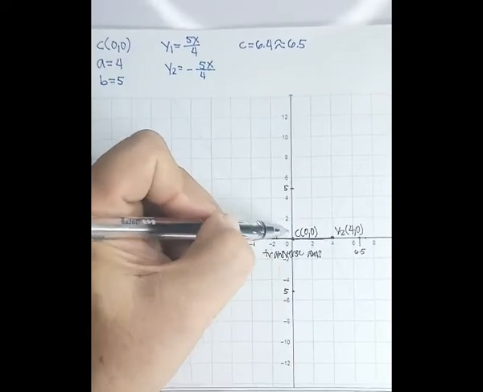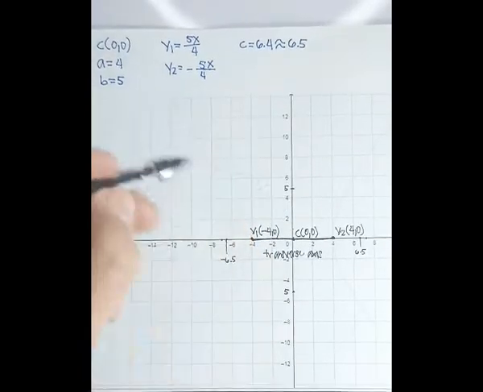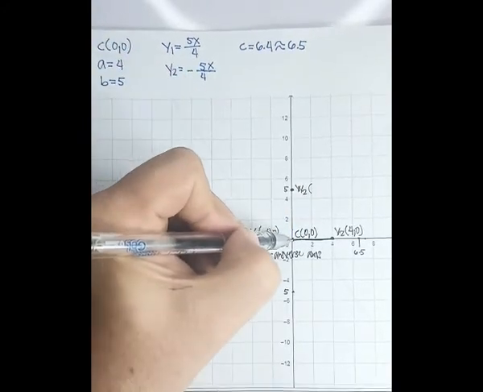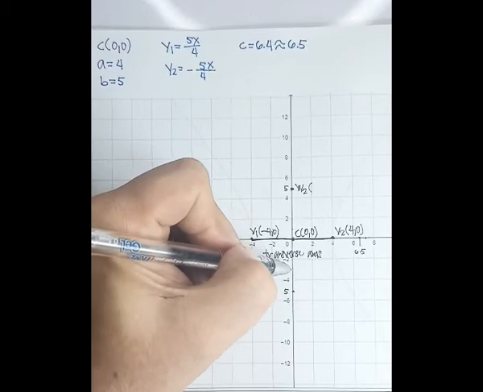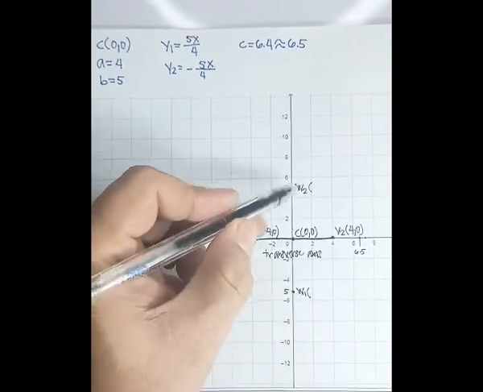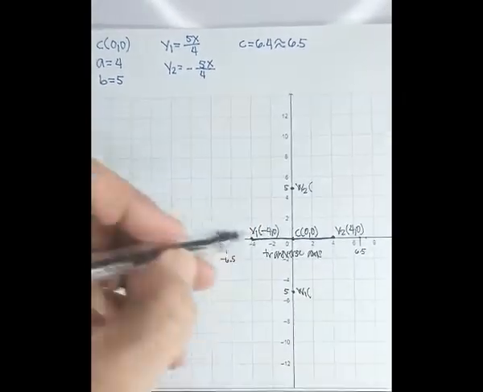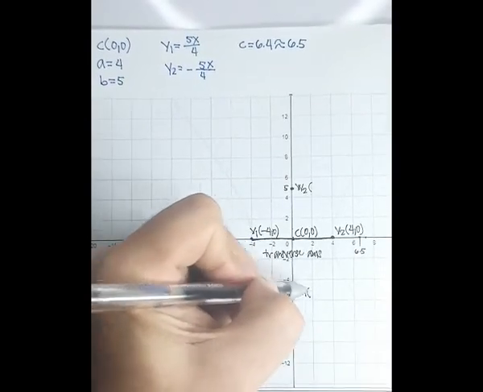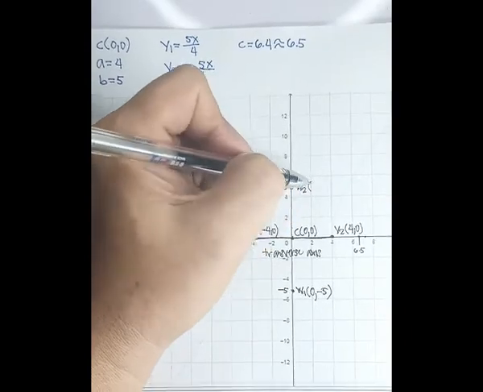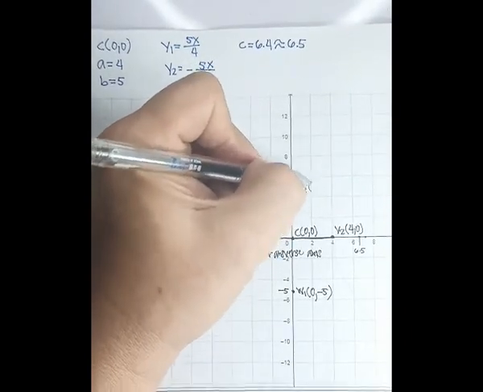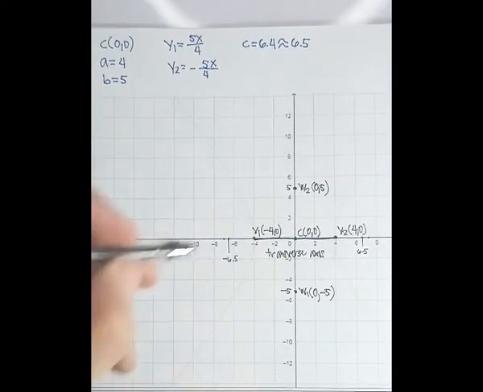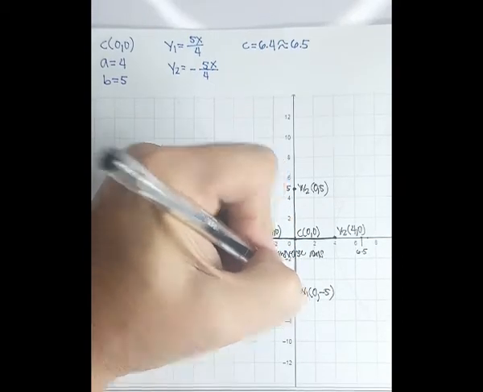So again from the center, count 5 upward. 1, 2, 3, 4, 5. This is our W2. And then downwards also 1, 2, 3, 4, 5. We call this point W1. W1 and W2 are the endpoints of our conjugate axis. So the location of W1 is at 0, negative 5. Then we have the other point W2, again 0 and 5. Then this line is our conjugate axis.